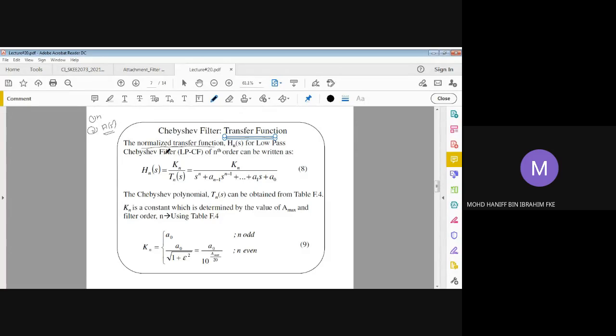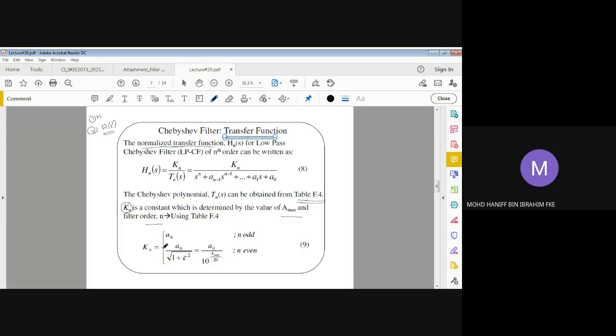Okay, in the case of Chebyshev filters, the normalized transfer function is given by equation 8, in which H_n(s) is K_n over the Chebyshev polynomial. The Chebyshev polynomial is given in table F4. I'm going to show you after this. One more thing from equation 8 is that we have the K_n here as the numerator. K_n is a constant which is determined by the value of A max and the filter order n.